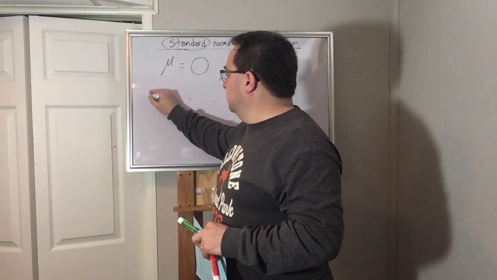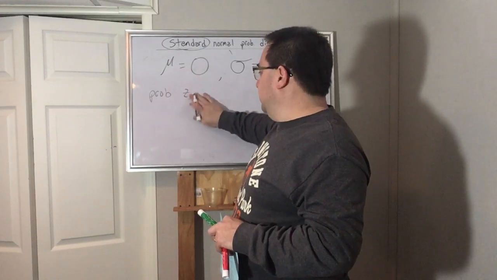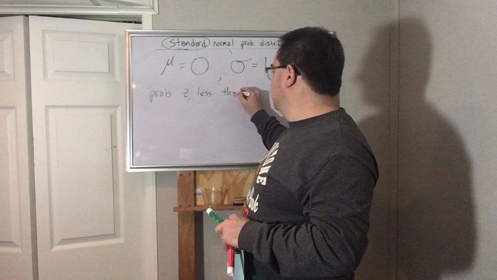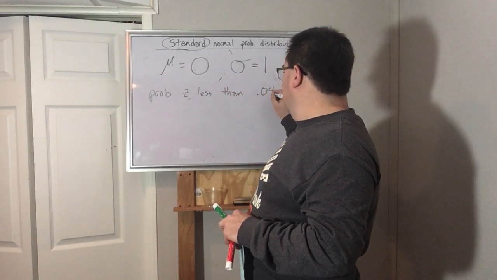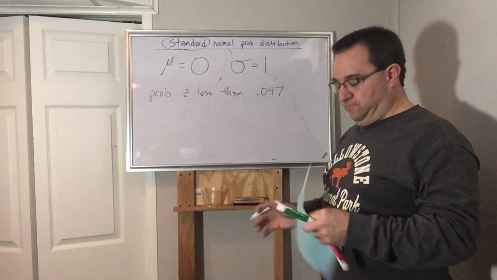So if I wanted to know the probability that the z was less than, we're just doing less thans for now, 0.047.